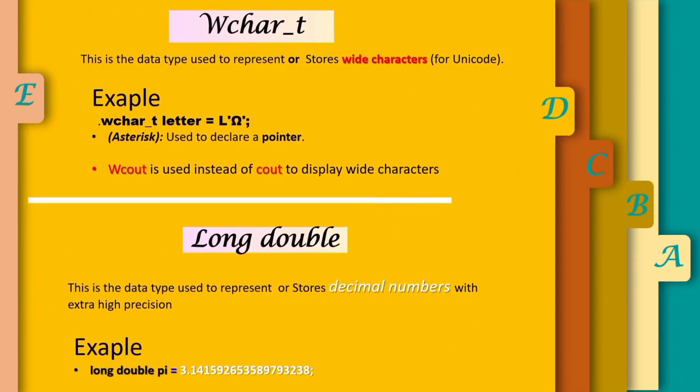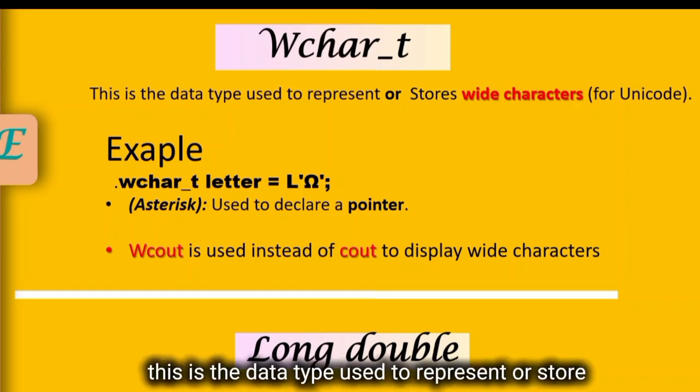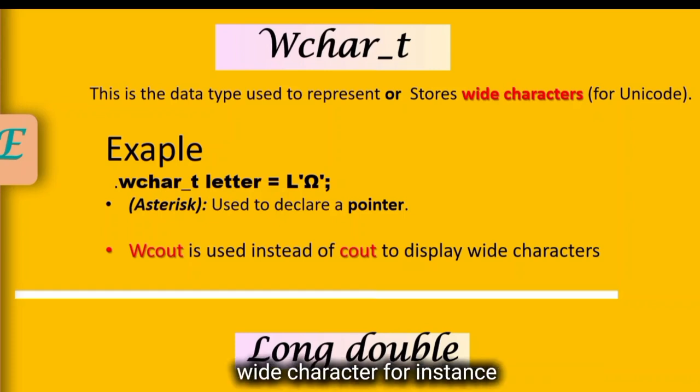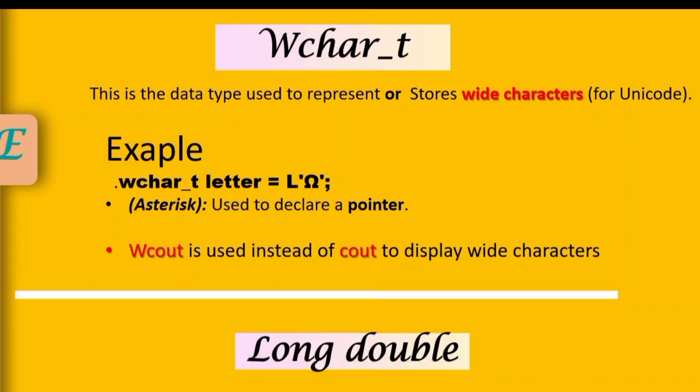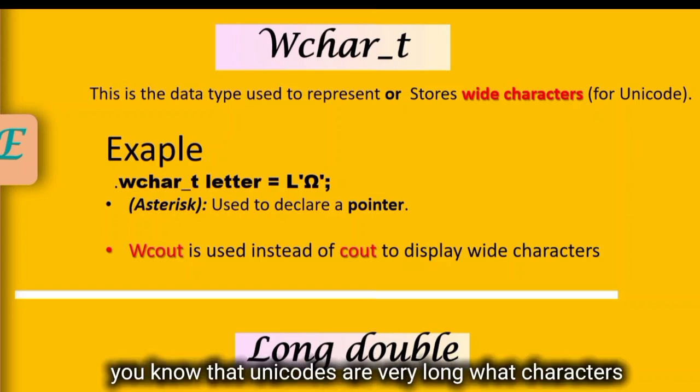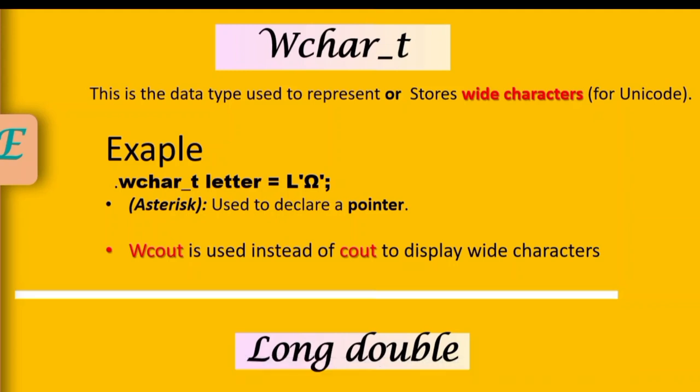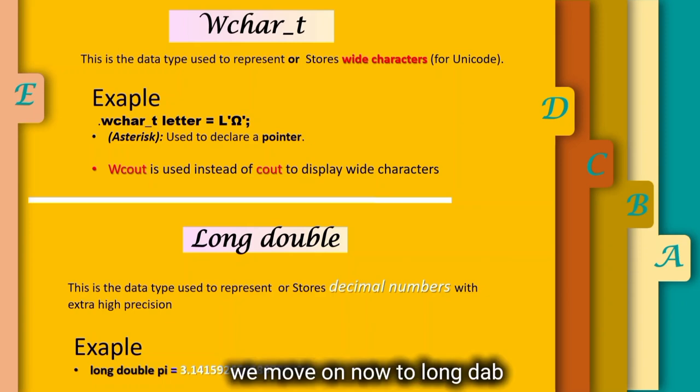We move on to wchar_t, or you can say wide char. This is the data type used to represent or store wide characters. For instance, Unicode. You know that Unicode characters are very long, including symbols like uppercase Omega.